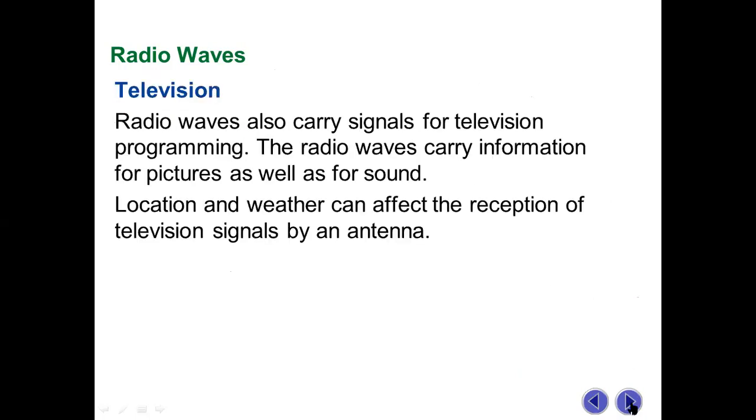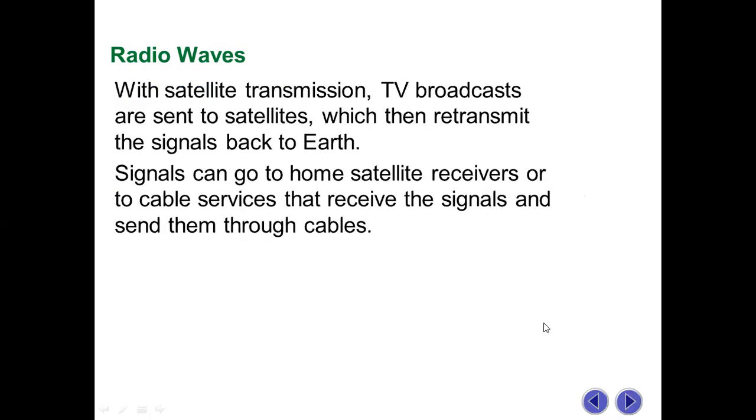And now television. Television also uses radio waves to carry signals for television programming. The radio waves carry information for pictures as well as for sound. Location and weather can affect the reception of television signals by an antenna. The antenna is the thing we put over our houses, the dish, used to collect the signals.